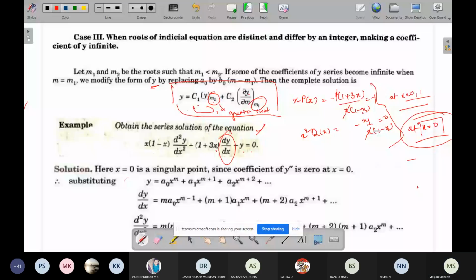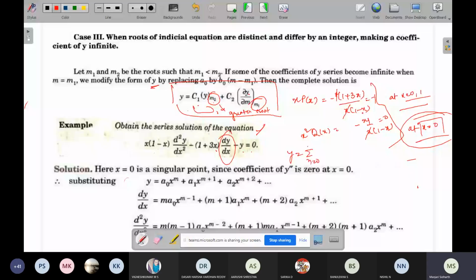Now assume that y equals the summation from 0 to infinity of a n x power m plus n is the solution of this differential equation. This is the summation form, and this is the expanded form. Now the first derivative we have already discussed: take the derivative with respect to x, m a naught x power m minus 1 and so on. And then the second derivative. Once you have these values, substitute in the given differential equation.